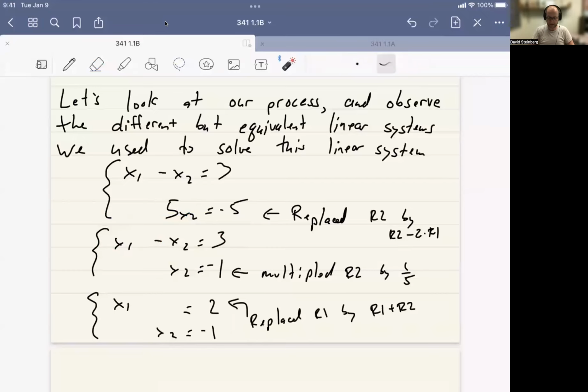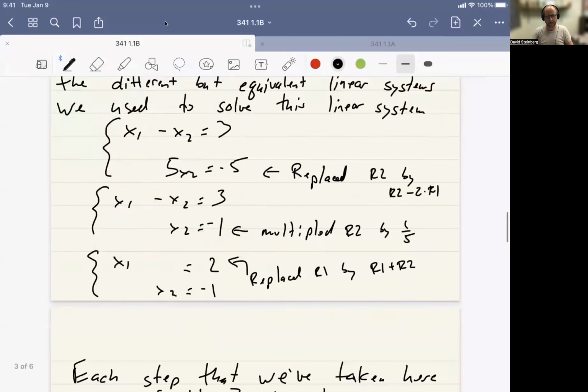Okay, and now we still have a linear system technically, but it's so simple that we can just read off what its solution set has to be. The only solution is x1 is 2 and x2 is -1. And you can check that both of these intermediate linear systems have the same solution set. Good.